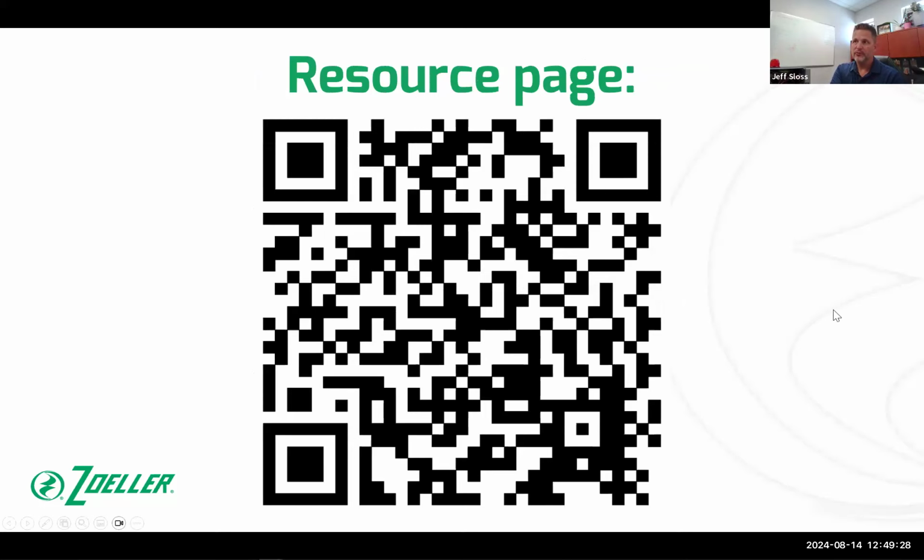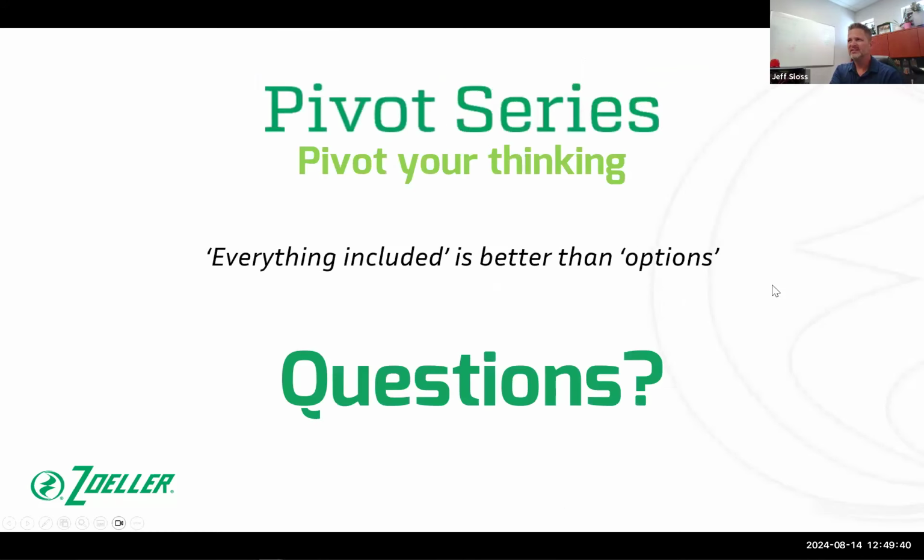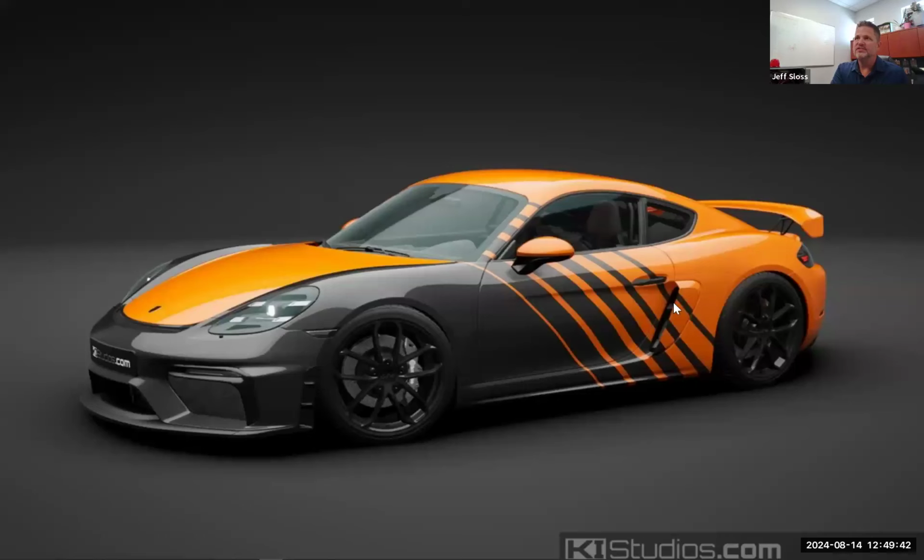I'll dwell here for 3 more seconds, just if anybody wants to take a picture of that. That's the same QR code that's inside the door on the sticker, where all those literature pieces are. Timeline's not important. Okay, questions.